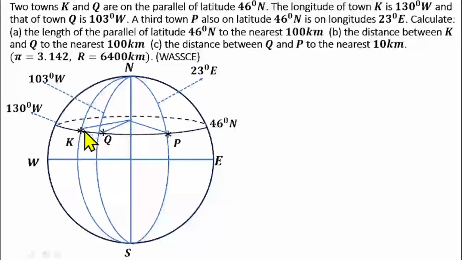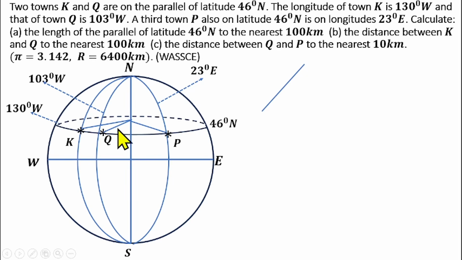So we have to find the distance between K and Q, and that means we need to find that along the small circle, which is this latitude 46 degrees north. So you need to find the angular distance first between K and Q. I believe you should be able to do that because the difference between them is the longitude, which is in the same hemisphere. That means we are going to subtract this angle from this angle. That should give us 77, I think. Did I say 77? That should be 27, I think.